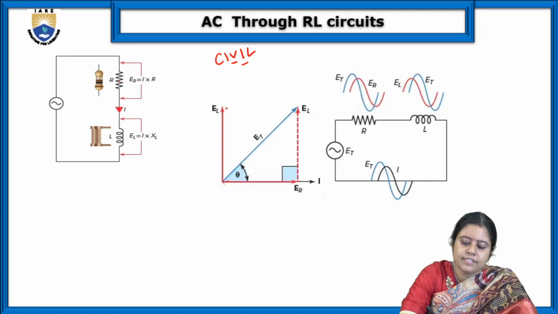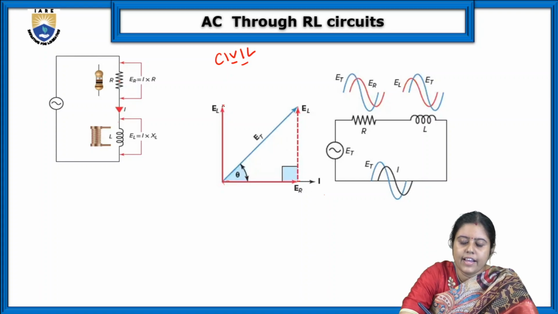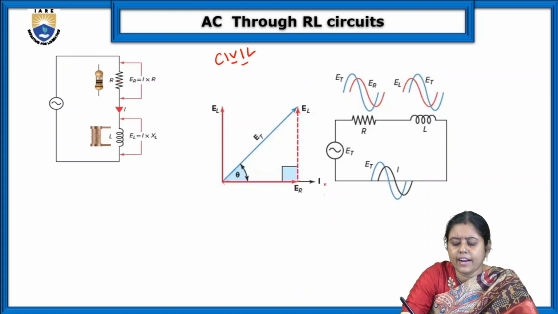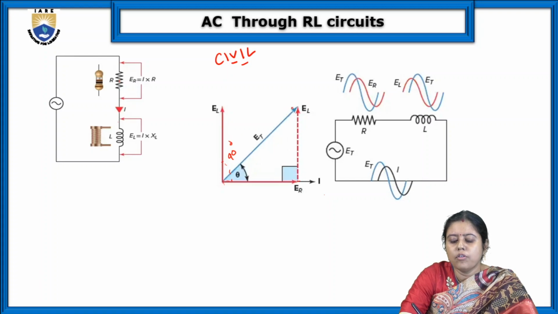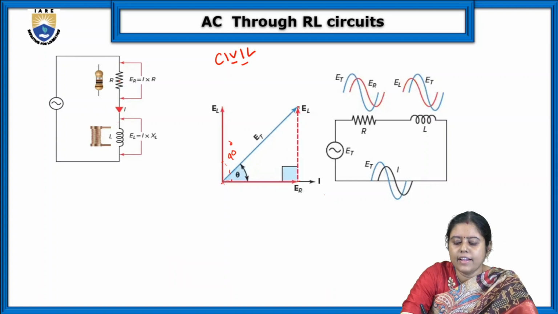So current is our base. So we can see this is the EL. EL is leading the current I by an angle of 90 degrees. So how to add this? We will use the parallelogram law. We have added, and here we will get the ET value.